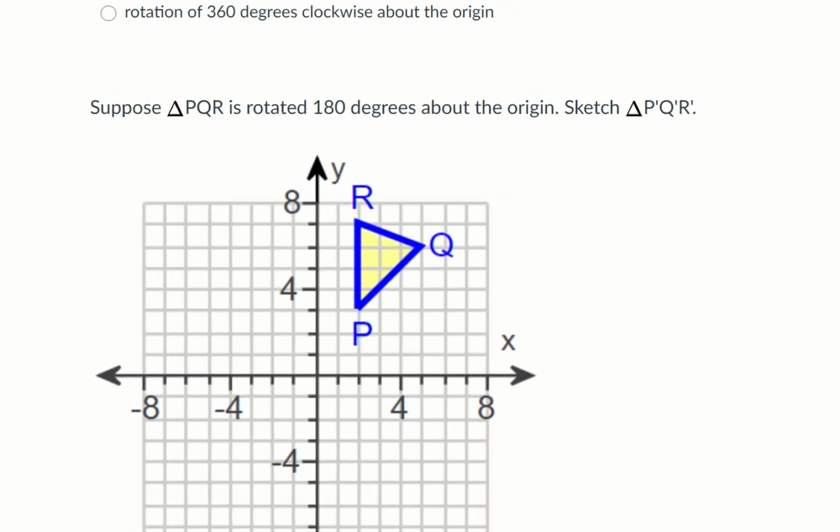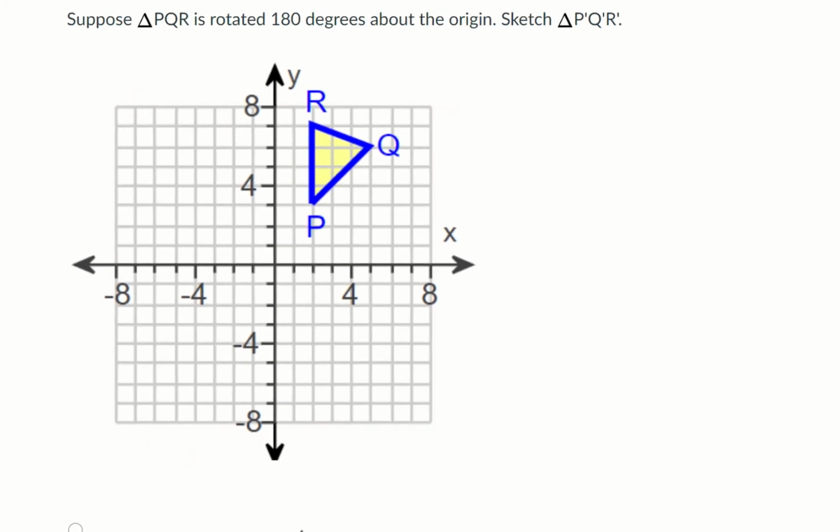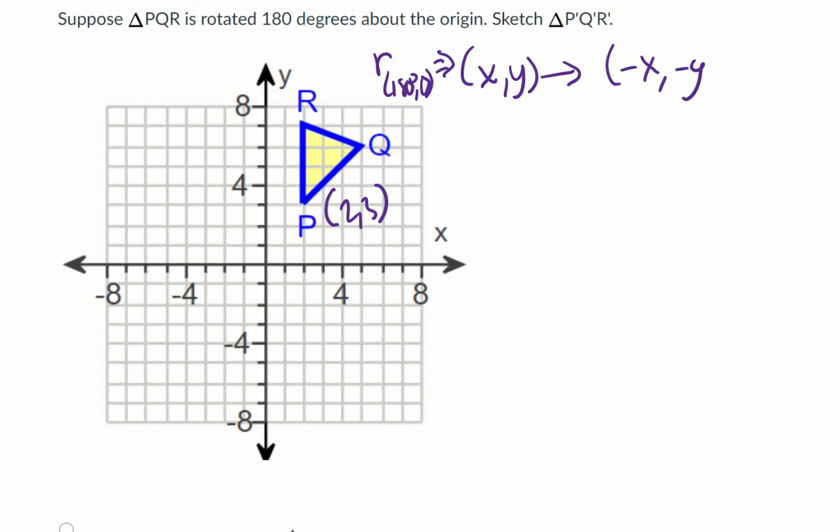Suppose triangle PQR is rotated 180 about the origin. Sketch the new triangle. If it's rotated 180 about the origin, there are a couple of ways you can think about it. The coordinates for P are 2, 3. And we know that the rule for rotation of 180 about the origin is xy goes to negative x, negative y. So this transforms to negative 2, negative 3. And then I can draw that.